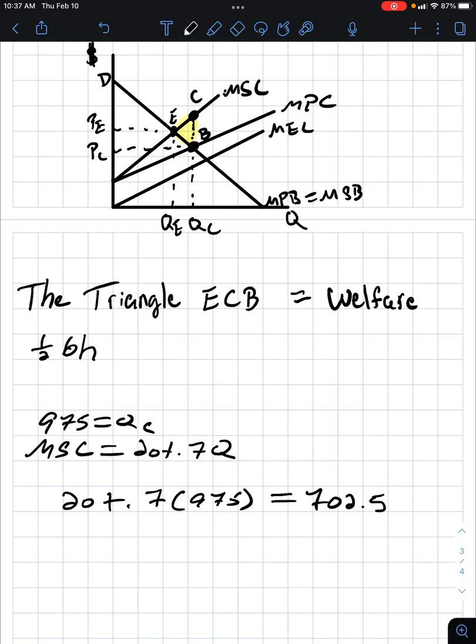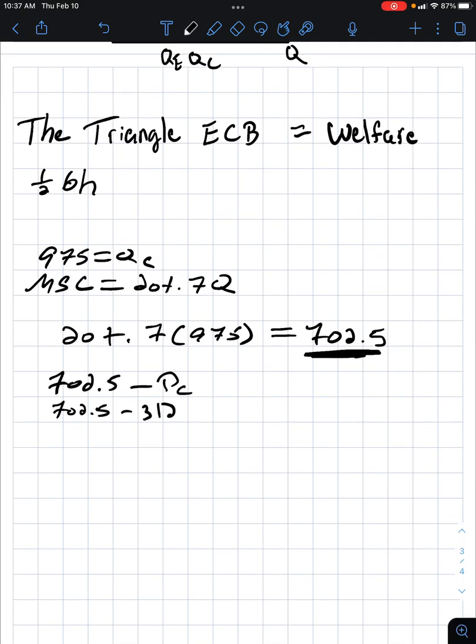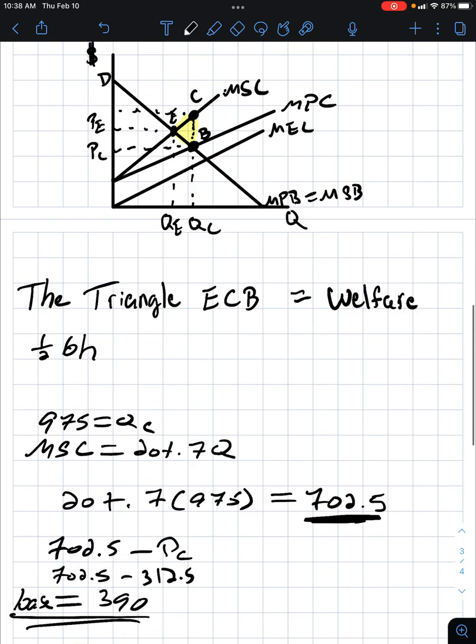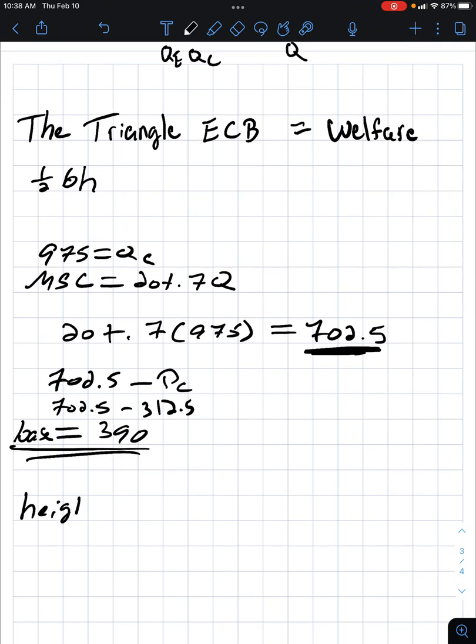To find the base, we take our C value, 702.5, which is the price at that point right here, and we subtract from it our PC, which was 312.5. This is going to be equal to our base. And this is 390.